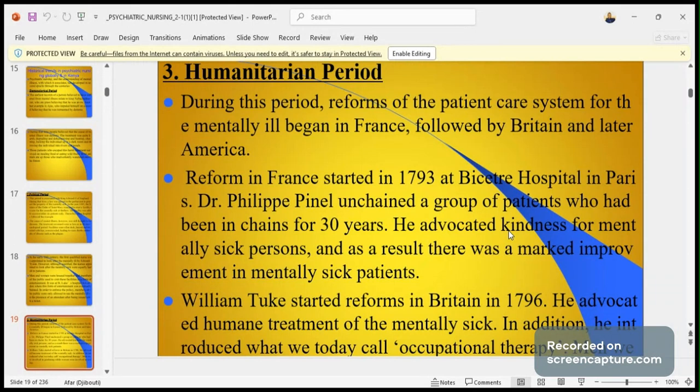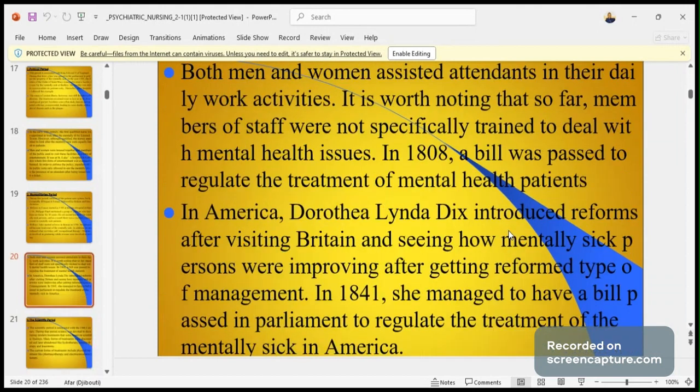He advocated humane treatment of the mentally sick and, in addition, introduced what we today call occupational therapy. Okay, so both men and women assisted attendants in their daily work activities, and it is worth noting that so far members of staff were not specifically trained to deal with mental health issues. And then in 1808, a bill was passed to regulate the treatment of mental health patients. And in America, Dorothea Lynde Dix introduced reforms after visiting Britain and seeing how mentally sick persons were improving after getting reform type of management. So in 1841, she managed to have a bill passed to regulate the treatment of the mentally sick in America.